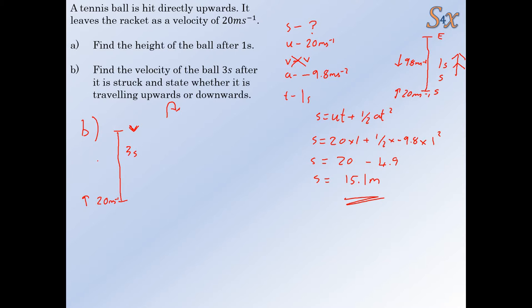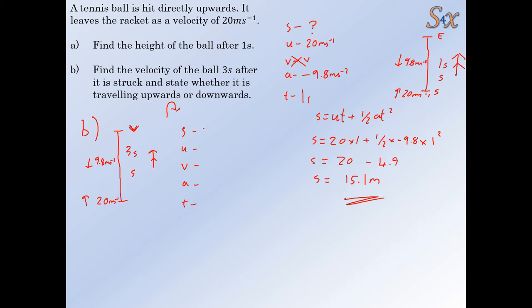We know the acceleration is going to be downwards at 9.8 meters per second squared. The displacement we don't know and we don't really care about. So let's start writing out SUVAT. And we're still going to stick with the same sign convention. We're going to stick with upwards as positive.